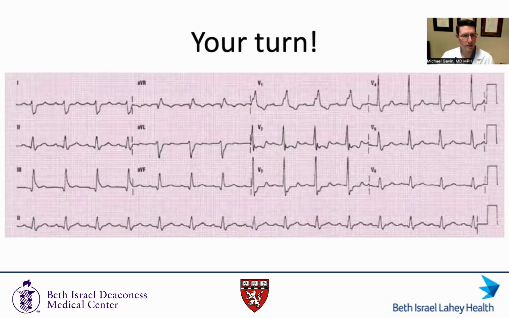So in this case, I'm looking at it now. You tell me what the final read was, but right bundle morphology, you don't have quite the classic RSR prime, but right bundle morphology and the axis is shifted to the right. So upright here in the inferior leads, but shifted rightwards in lead 1.